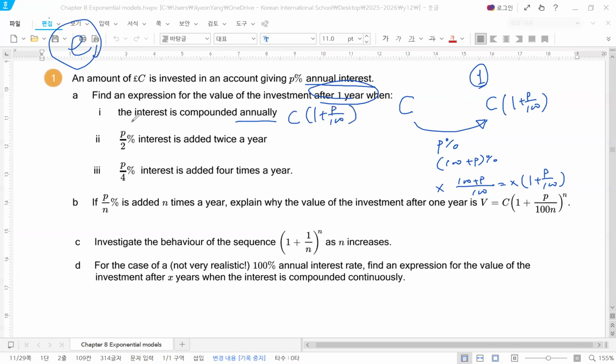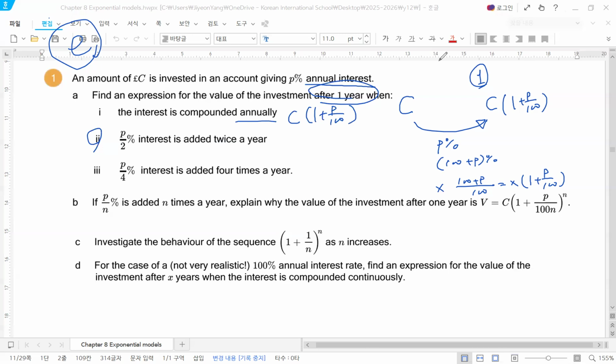And then question number 2. Eden, please read this one. If for 2% interest is added twice a year. I don't know whether you understand the situation. So during a year, the interest rate is P%, right? But if you divide into 2, it's going to be P over 2% and P over 2%, okay? So question number 2 means you are going to add P over 2% twice, to make it P% if you add up together. Do you understand?